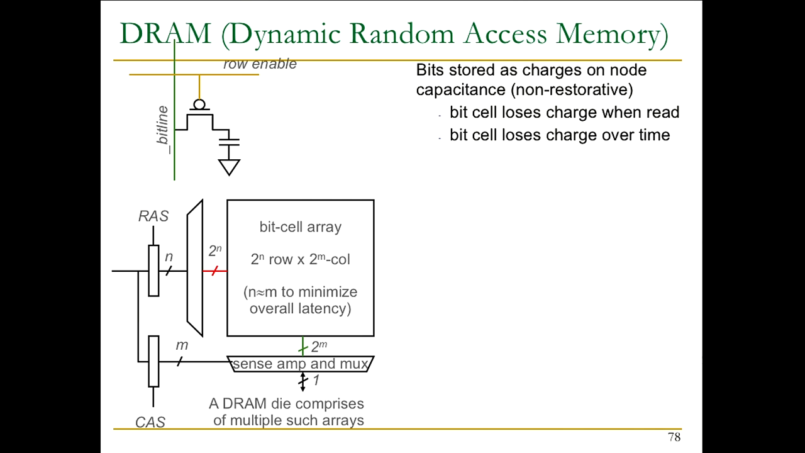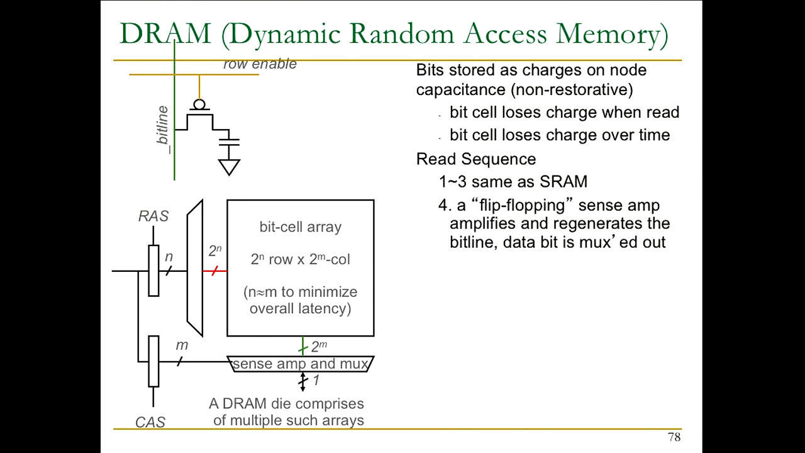Basically, bits are stored as charge on a node, and the bit cell loses charge. When it's read, the bit cell loses charge over time. So read sequences are very similar, and the amplification is a little bit different. The sense amplifier of DRAM is kind of different. There's a flip-flopping sense amp that looks like SRAM actually over here, and it amplifies and regenerates the bit line, and the data is muxed out after that.